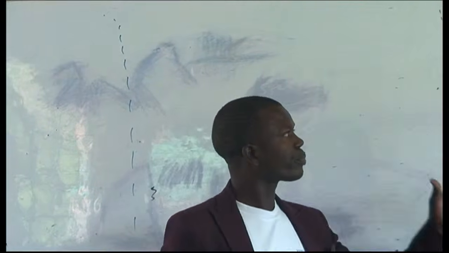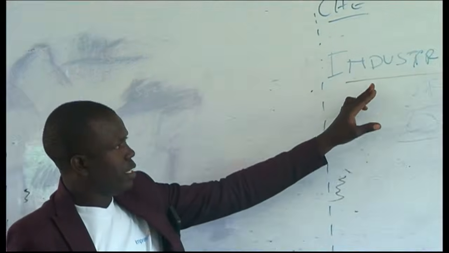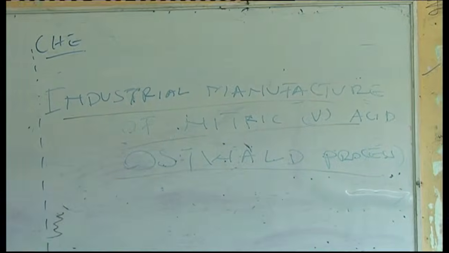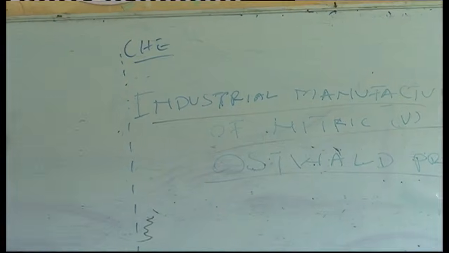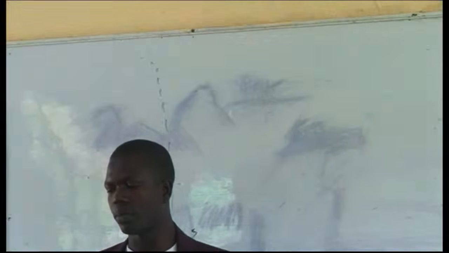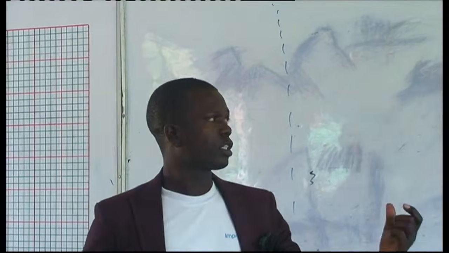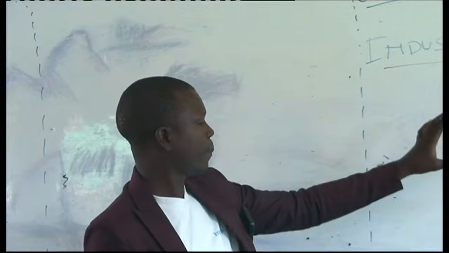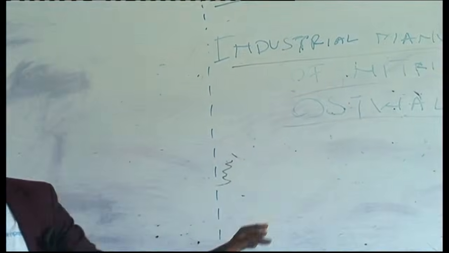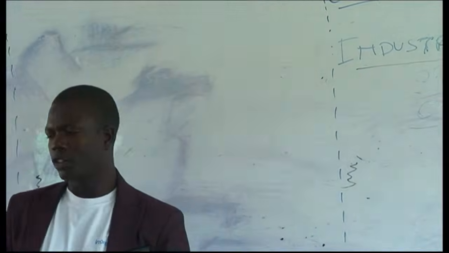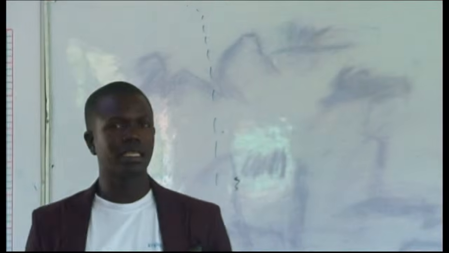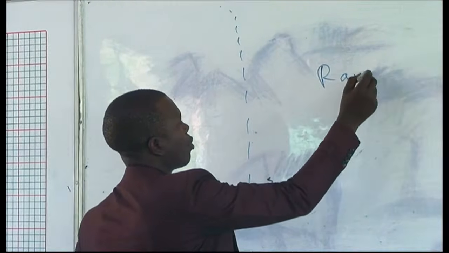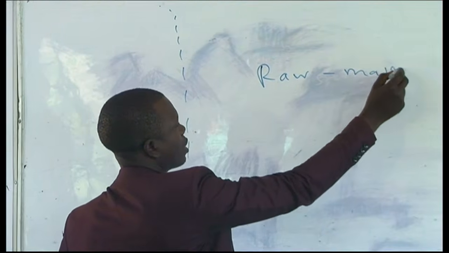Now, in the industrial manufacture of nitric (V) acid by a process known as the Ostwald process, I have said that the name of the process is called the Ostwald process. It is an industrial process which is used to manufacture nitric (V) acid. You must have what are called raw materials.